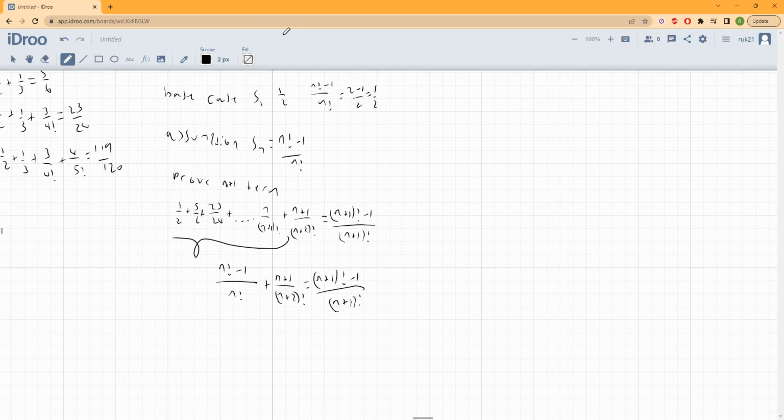So if we do that, then I'm just looking at my notes quickly. I just don't want to make a mistake here. n plus 1 over n plus 2 factorial, yep.